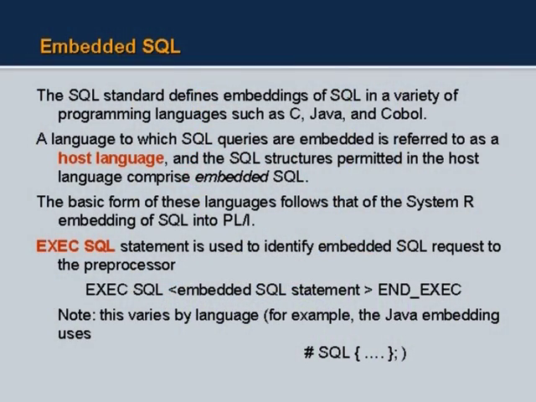And the exact syntax varies. For example, the SQLJ, which is the Java embedding, says hash SQL open curly bracket, blah, blah, close curly bracket. In COBOL, though, this is what you see, exec SQL. And this is actually not really a modification of the language. If you add SQL directly into the language, you need to modify the grammar of the language to include SQL. That is usually too much of a change, although that has been proposed in many cases.